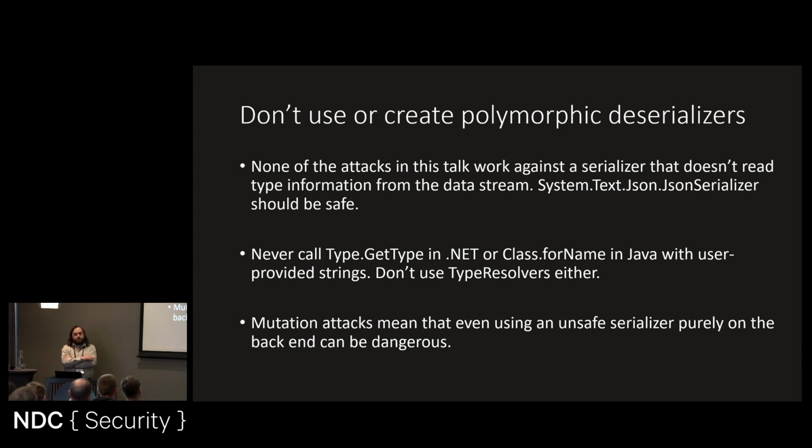Don't do it. Don't call Type.GetType. If you're calling Type.GetType and putting a string into it in .NET, you're probably making a polymorphic serializer, even if that's not what you think you're doing. In Java, the same thing is true with Class.forName. You can do exactly the same set of issues there. Because mutation attacks are a thing, you can't have unsafe serializers even on your back end. Because if user data is going in there and there's just some strings someone can control, that might be able to be something that can turn into an RCE issue.